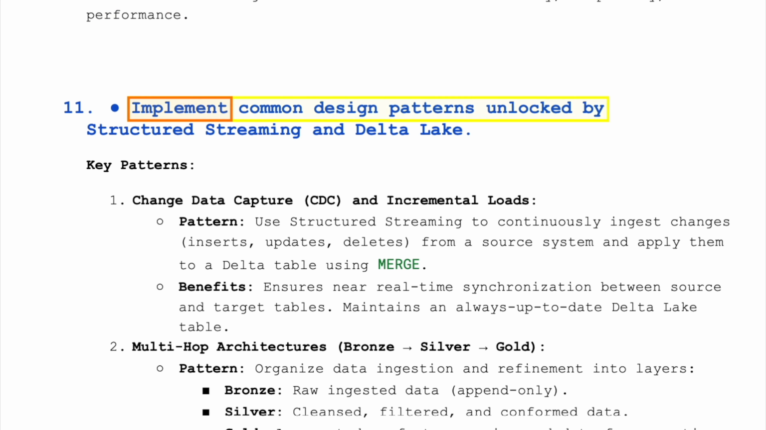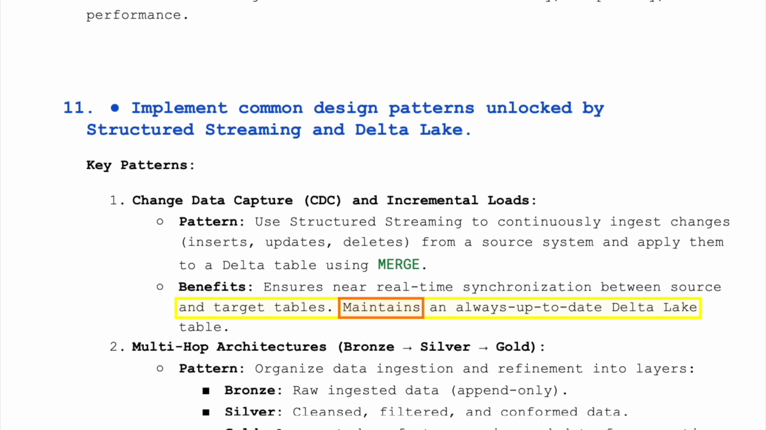11. Implement common design patterns unlocked by structured streaming and Delta Lake. Key patterns: 1. Change data capture, CDC, and incremental loads. Pattern: use structured streaming to continuously ingest changes, inserts, updates, deletes from a source system and apply them to a Delta table using merge. Benefits: ensures near real-time synchronization between source and target tables. Maintains an always up-to-date Delta Lake table.